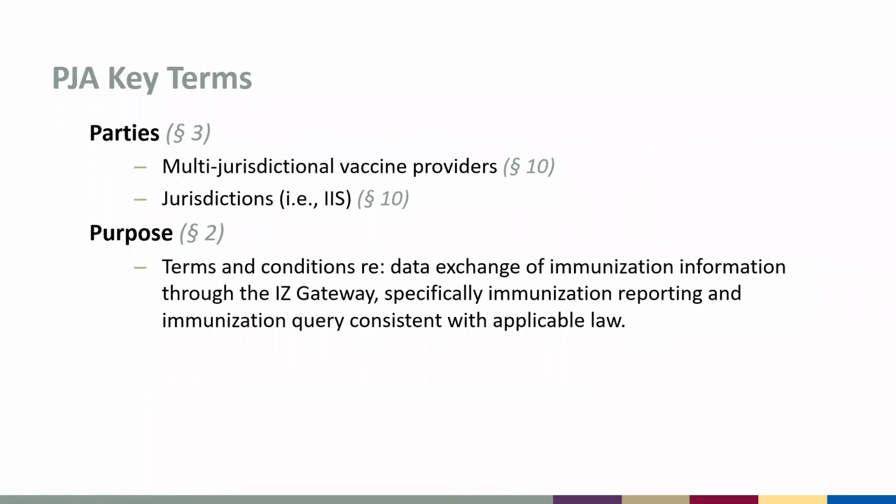Okay, so now we're going to run through some of the key terms, some of which are boilerplate, some of which are just to let you know what you'll see when you're reviewing the document. So the parties to this agreement are the multi-jurisdictional vaccine providers and the actual jurisdictions, in other words, the IISs on the right side of the graphic. And the purpose, quite simply, is data exchange of immunization information through the IZ Gateway, specifically immunization reporting and then immunization query, again, consistent with applicable law. Next, please.